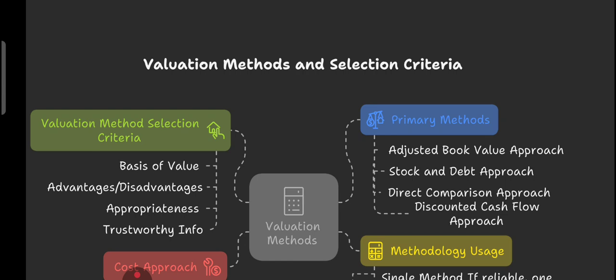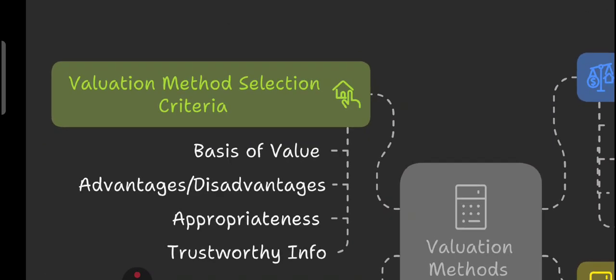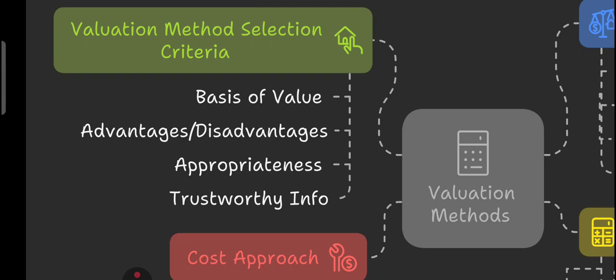Now friends, let's have a look. When it comes to valuation, choosing the correct method is not just important, it is crucial. So what are some valuation method selection criteria? Before we choose, we consider the basis of value, the pros and cons of each method, that is advantages and disadvantages, their appropriateness for the situation, and the reliability of the information available, meaning whether the information available is trustworthy enough. That is the valuation method selection criteria.